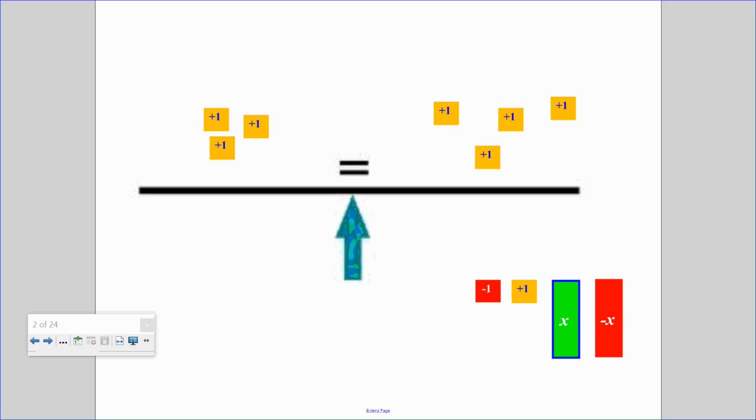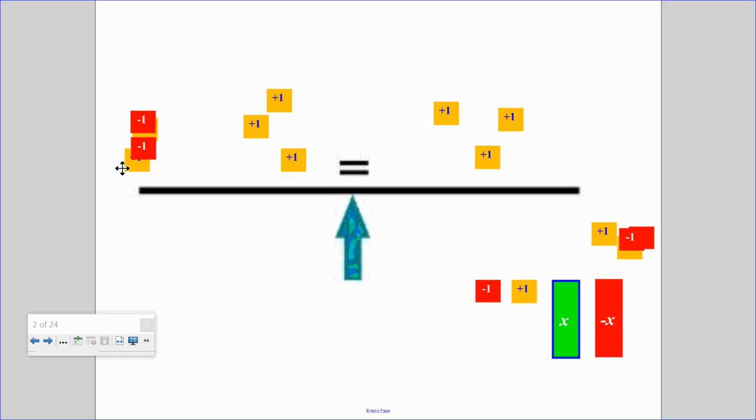What if I added 2 pounds to the right-hand side? Will it be balanced still? No. I then have to add 2 pounds to the left-hand side. What if I added -2 to the right-hand side? Will it be balanced? No. These will cancel out. So are they balanced? So I need to add 2 negatives. So these cancel out, and now it is balanced.